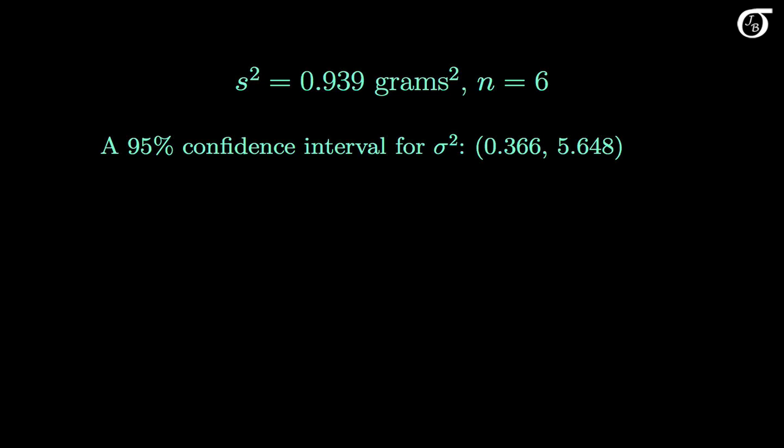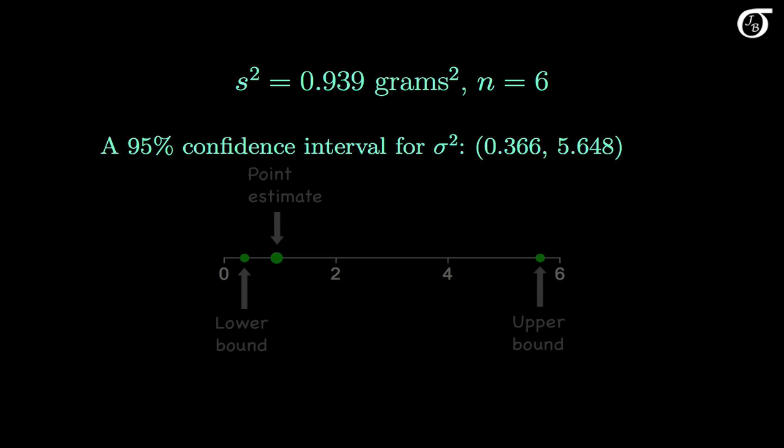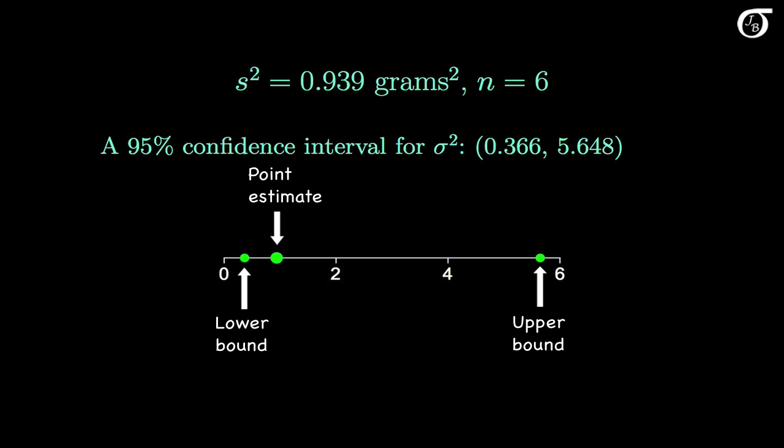If we worked through the calculations, we'd see that the 95% confidence interval for sigma squared is 0.366 to 5.648. We can be 95% confident that the population variance lies somewhere in this interval. Note that the sample variance does not fall in the middle of the interval. The sample variance of 0.939 is closer to the lower bound of the interval than to the upper bound. This effect is more exaggerated for smaller sample sizes. For large sample sizes, the sample variance will fall close to the middle of the interval.